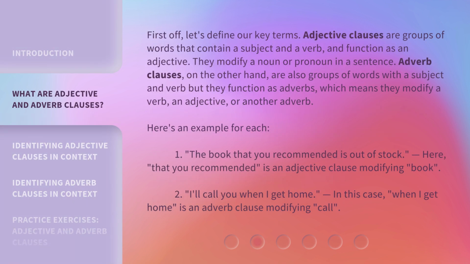First off, let's define our key terms. Adjective clauses are groups of words that contain a subject and a verb, and function as an adjective. They modify a noun or pronoun in a sentence. Adverb clauses, on the other hand, are also groups of words with a subject and verb, but they function as adverbs, which means they modify a verb, an adjective, or another adverb.